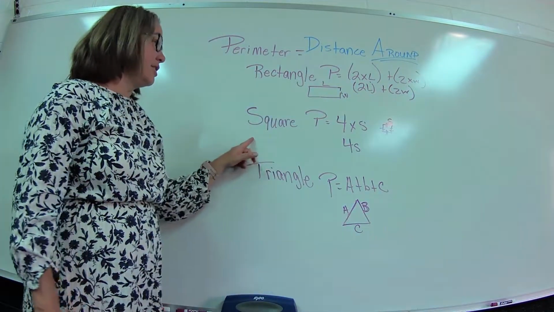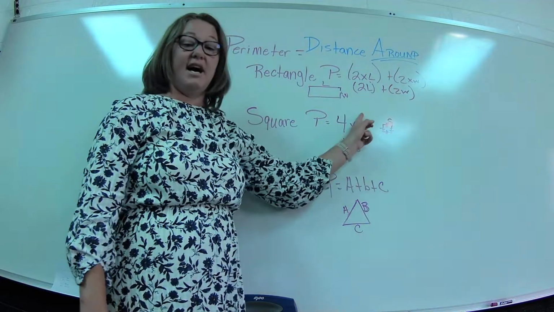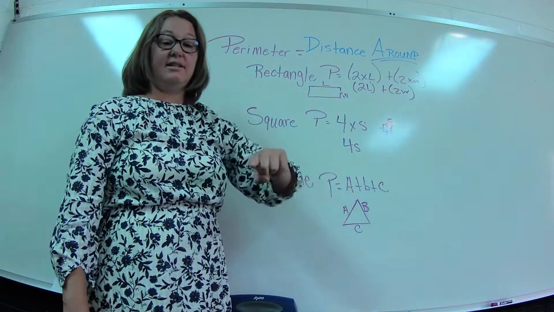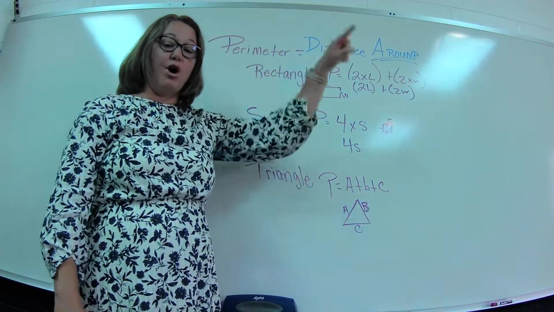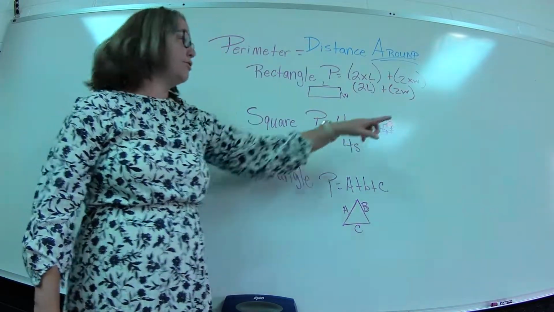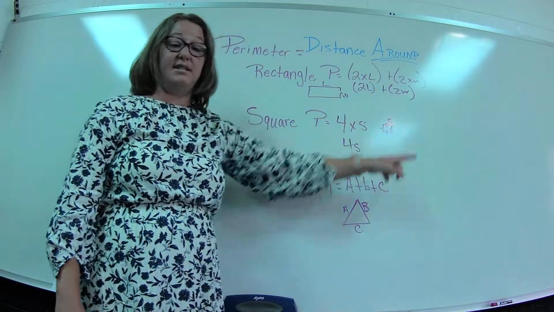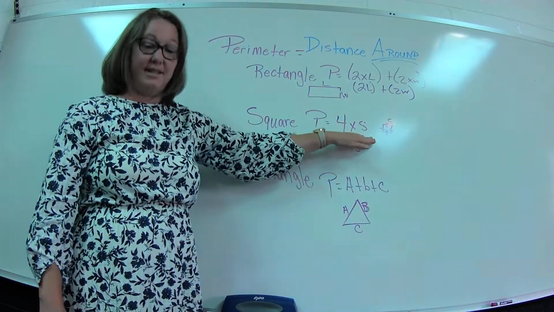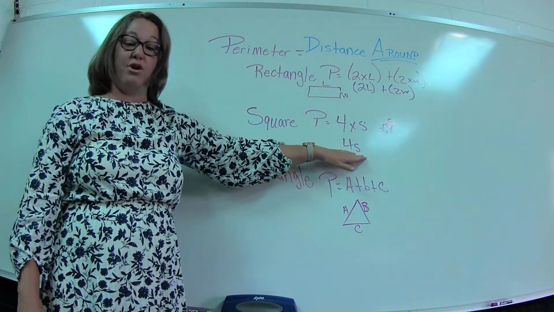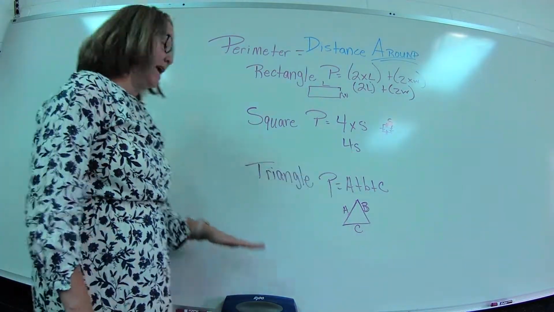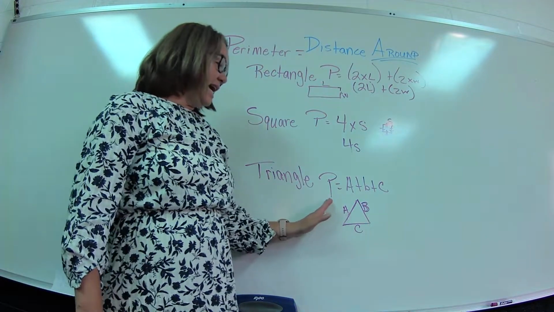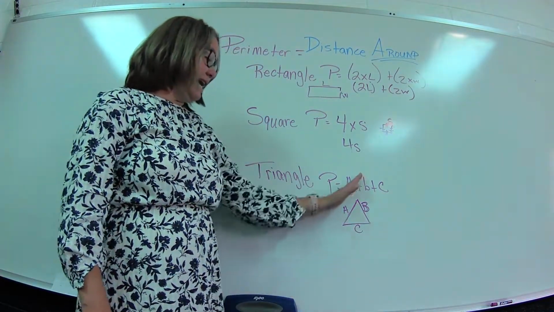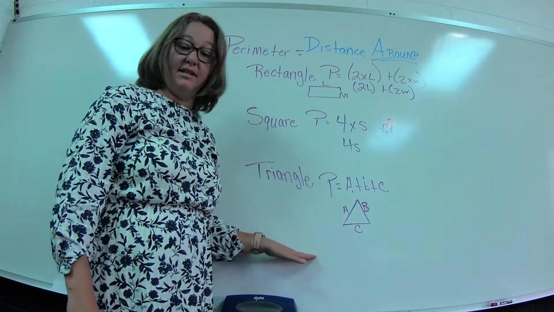A square has 4 equal sides. So I have to walk around this side, this side, this side, and this side, going all the way around 4 equal sides. So we have 4 times S, which stands for side, or 4S. All right? A triangle is A plus B plus C.